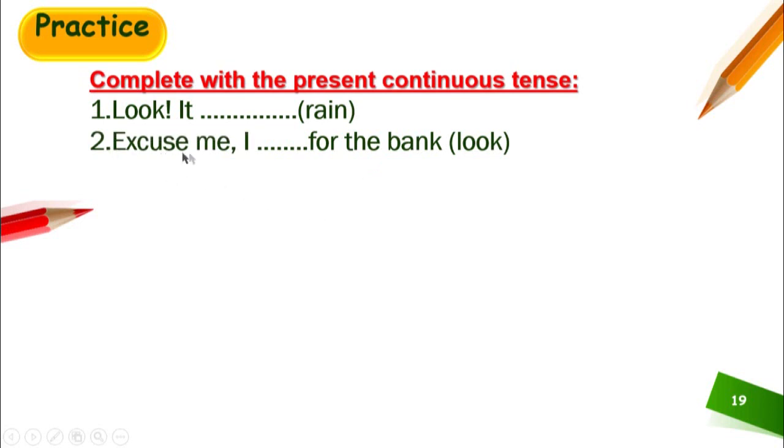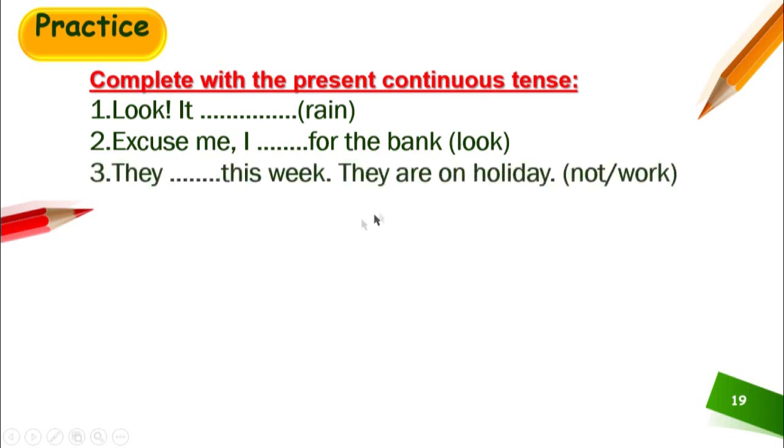Number two: excuse me, I for the bank. You have to correct the verb look. How can you use it? Number three: they this week, they're on holiday. You have to correct the verb between brackets, not work. How can you correct it here? Pay attention, it's the present continuous because this week is something in the near future. So what's your answer?